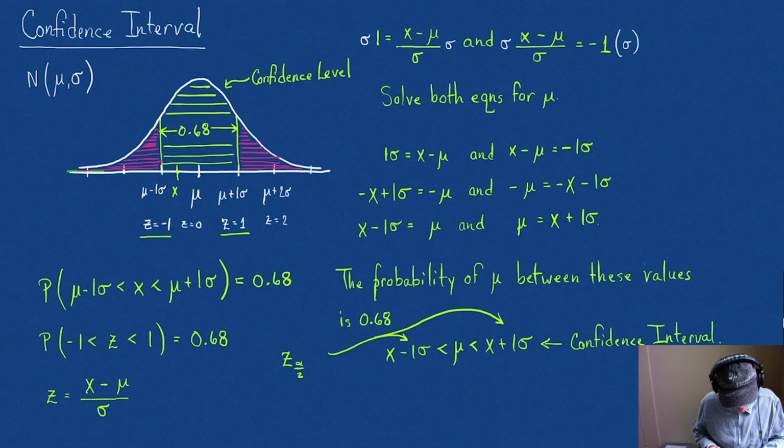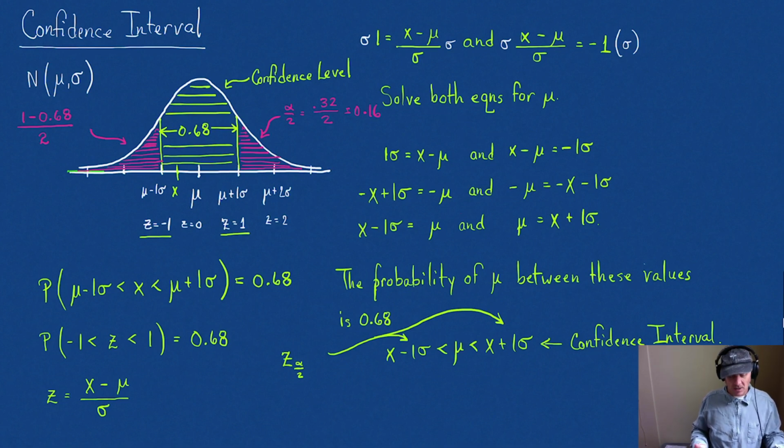Well, what is alpha over 2? Let's think about this. If I've shaded 0.68, then the left tail over here, if I took 1 minus 0.68, that would give me the total pink region, but this is just half of that, so it's over 2. And so is the other side. This right side is the other alpha over 2. In this case, alpha is 0.32, so alpha over 2 is 0.16. The total pink region is alpha, and you divide it equally into two parts, which give you your alpha over 2. So a confidence interval will always have two z values, and we call those z alpha over 2.